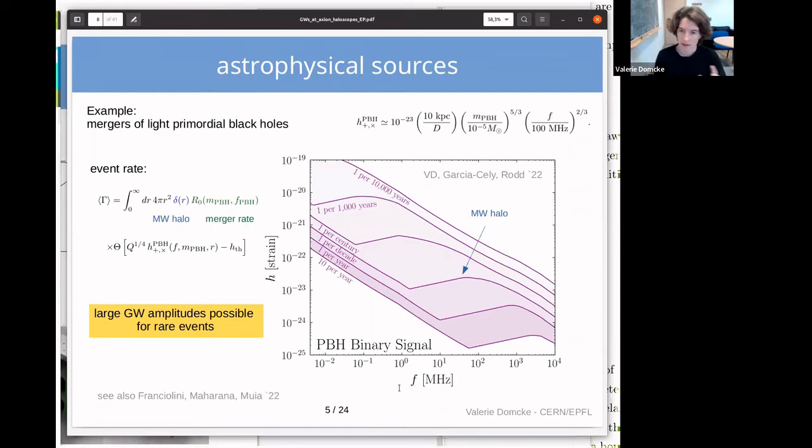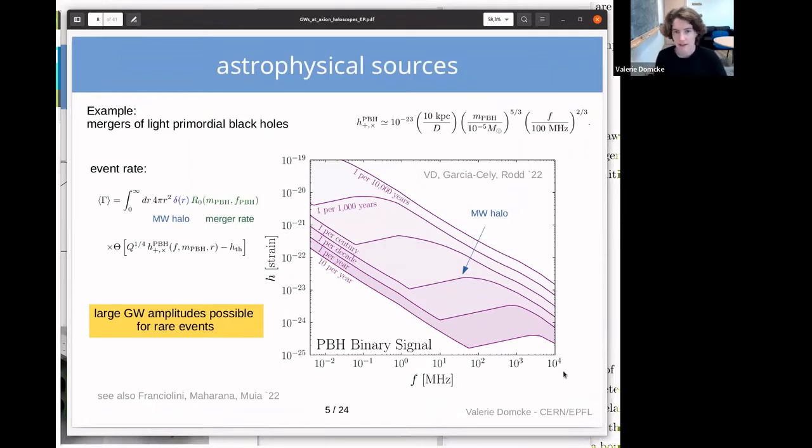And so these primordial black holes have the advantage that their mass is a free parameter, and we can consider masses which are much lighter than the masses that we would consider if we were looking at stellar origin black holes. And so what I'm showing on this plot here is the strain, so the gravitational wave amplitude that we can hope to achieve with these primordial black holes in somewhat reasonable models as a function of the frequency.